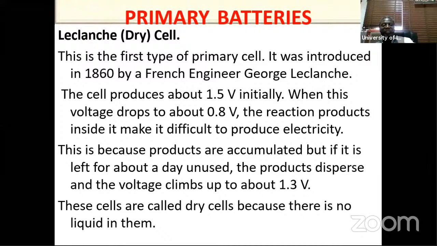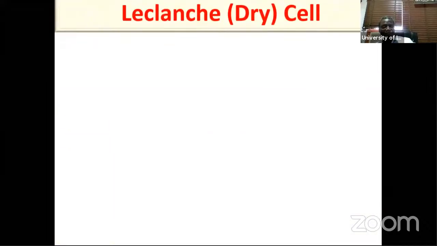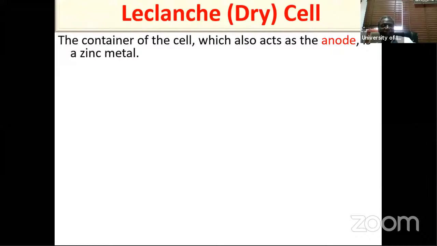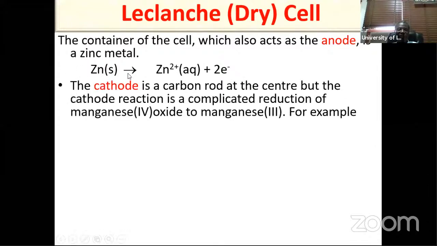So these cells are called dry cells because there is no liquid in them. Though normally when it starts getting bad, you see some water coming out of it, but at that level, it's really not a battery. The container of the cell normally acts as the anode, and often it's a zinc metal. When you peel the paper, you see one zinc that is like a wrapper for it. That is the anode, and the reaction there is zinc going to zinc 2 plus and 2 electrons. And the cathode is the carbon rod inside, the one that protrudes outside. So that is the cathode.